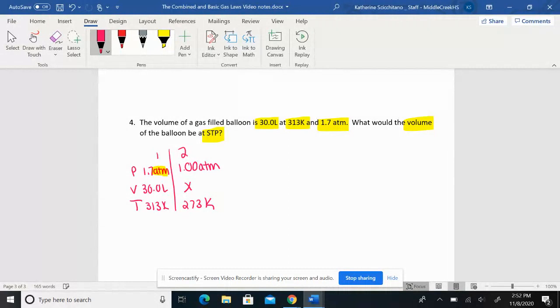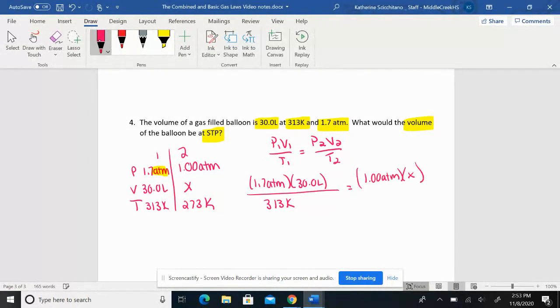Okay, so I always start with my combined gas law. So P1V1 over T1 is equal to P2V2 over T2. I look at my chart and I notice that I have all of my variables here. So I'm using the full combined gas law. So now I plug in my numbers. I have 1.7 atm times 30.0 liters over 313 Kelvin is equal to 1 atm times X over 273 Kelvin.